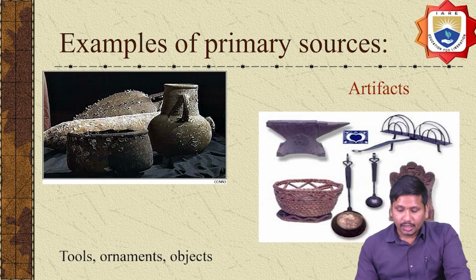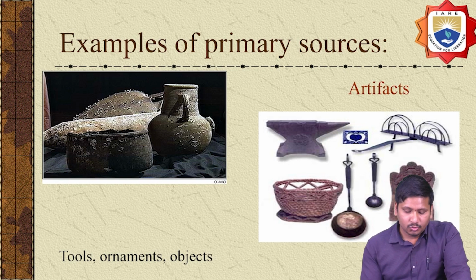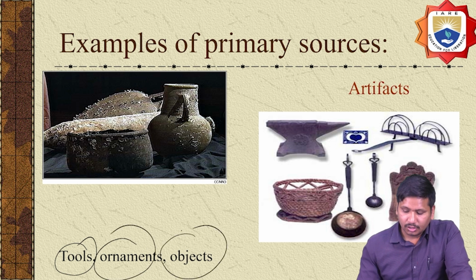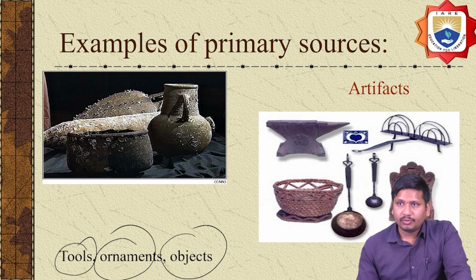Some of the other examples of primary sources are artifacts. Artifacts may be tools, ornaments, and objects. The tools were initially made by some other people, and then ornaments and objects, whatever these are, historical tools, historical ornaments, and objects. These are also examples of a primary source.